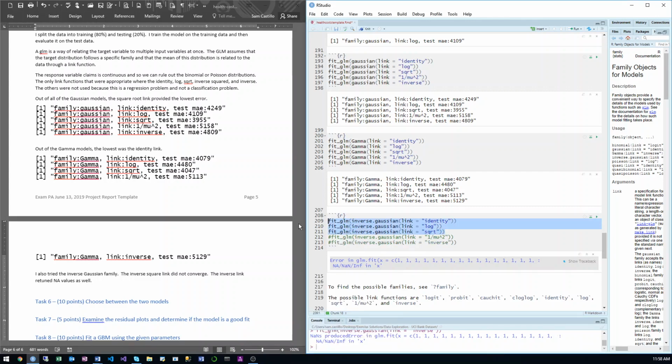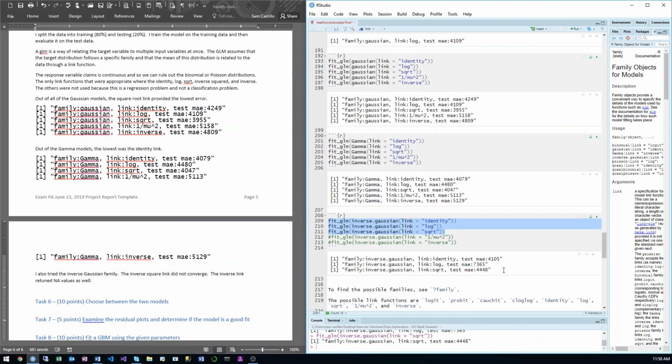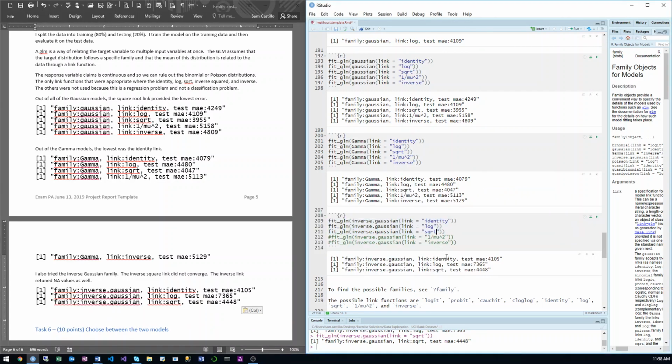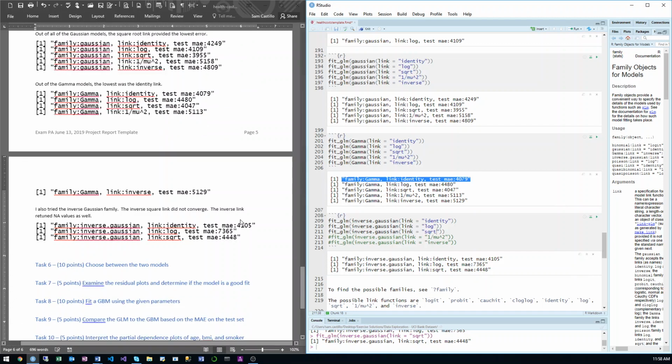So here are the results from the 3 models that did work, and it looks like the inverse Gaussian with the identity link had the MAE of 4.1. So out of all of these, the lowest seems to be the Gaussian with the square root link and the gamma with the identity link.